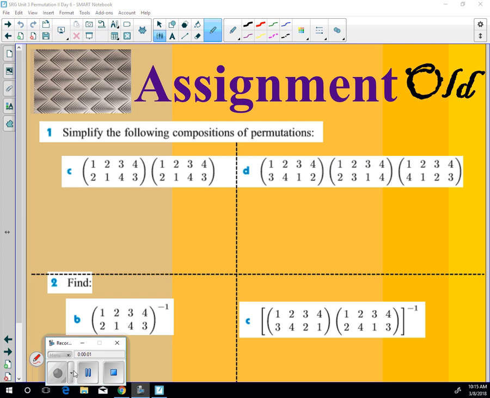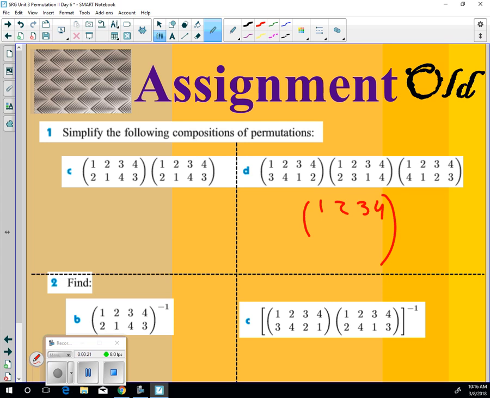Let's just go through a few of these. Let's do D real quick. Do we start on the left or do you start on the right when you do these? Start on the right, yes. So we're going to start over here on the right. And your answer will be 1, 2, 3, 4 on the top.